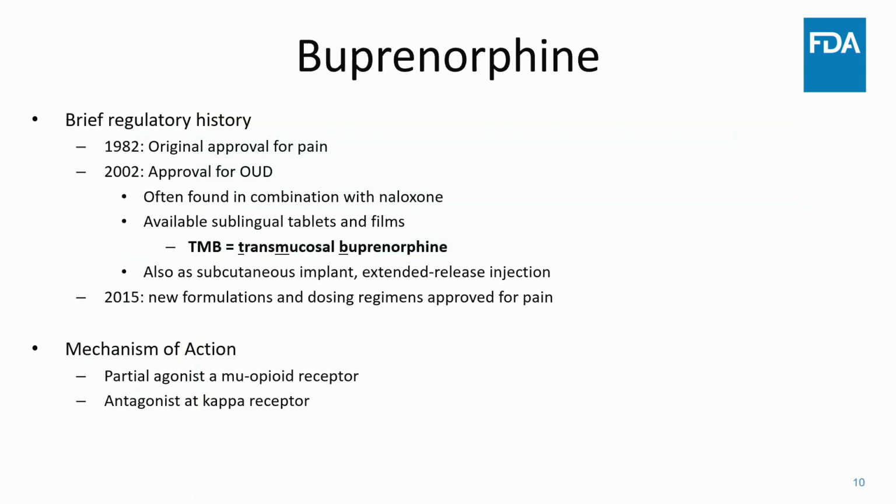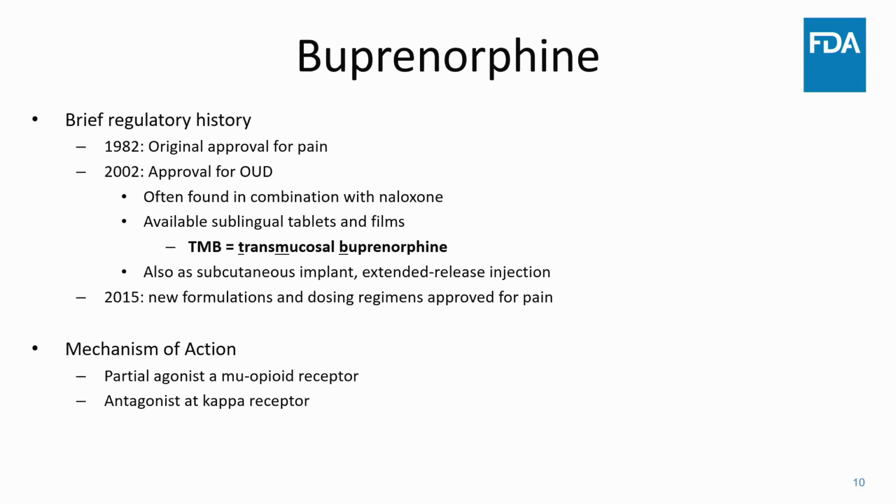Briefly, I just want to mention buprenorphine. It's been around for quite a while. It was approved back in '82 for pain, but 20 years later in 2002, it was approved as a treatment for OUD, and it could be written by prescribers and dispensed out of pharmacies. Buprenorphine is, but not always, found in combination with naloxone. It's available commonly as a sublingual tablet and film. I'm going to introduce a new acronym for the purpose of this CE. We're going to use TMB to describe transmucosal forms of buprenorphine.